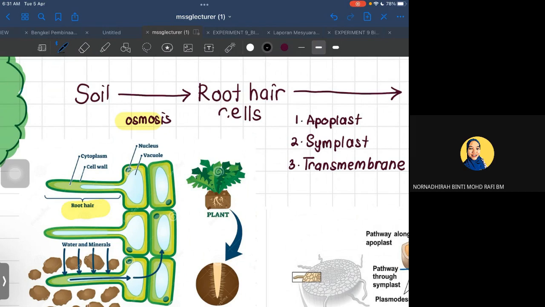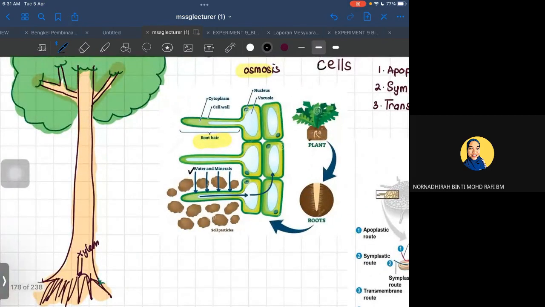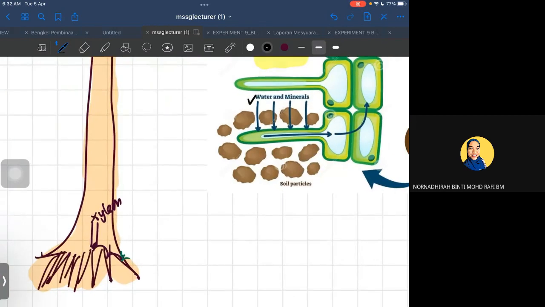At the nearby or surrounding soil, water will be absorbed. If you look at the diagram here, H2O will be absorbed into the root hair cell via osmosis. Always remember, when we talk about the absorption or diffusion of water, you should state osmosis whenever you write down or talk about water movement. So there is always osmosis involved. It will enter into the root hair cells. In this picture it is a plant because I want to show you from bottom to top. First, water will be absorbed.